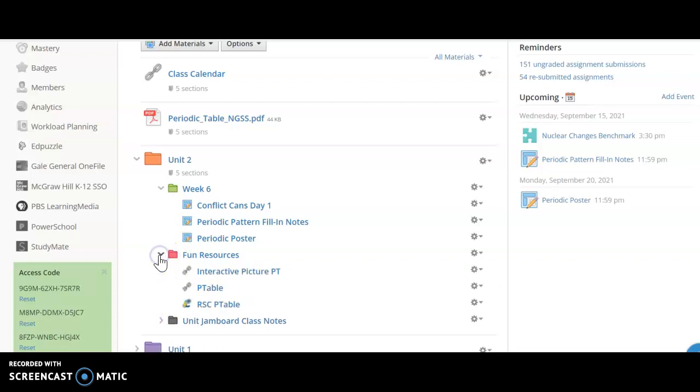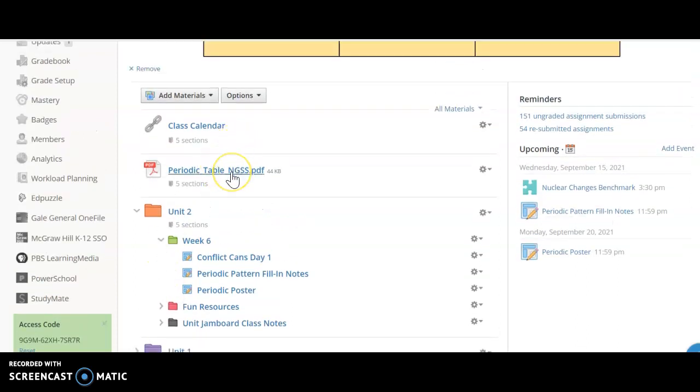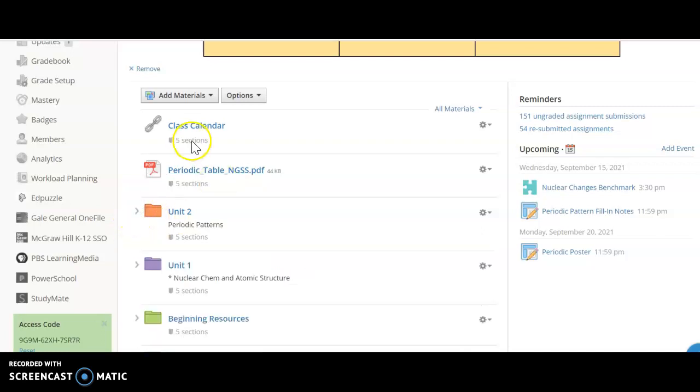In the Fun Resources folder, there's a bunch of periodic tables you can use to help you fill out the information. If you do not have your hard copy or have lost the hard copy, there's also this one. That's the digital version of the hard copy you were given on the first day of class. And remember, the class calendar is where you can always find the assignments.